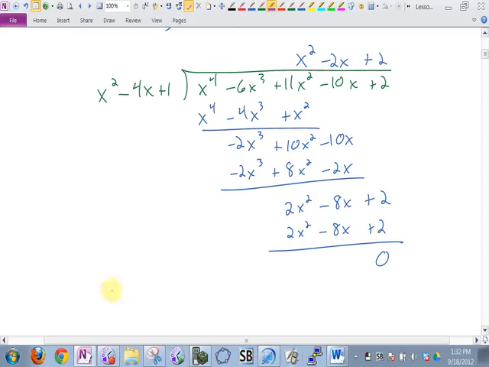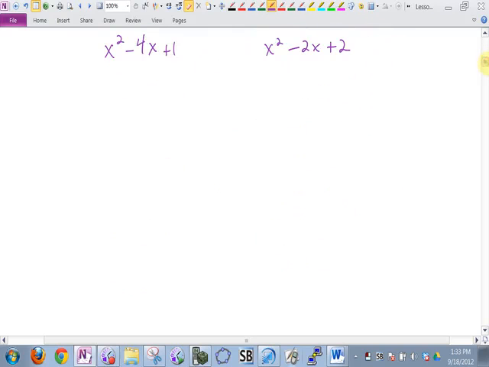All right, so here's what we have. I now have the 2 quadratic factors of this degree 4 polynomial. I know that x squared minus 4x plus 1 is the quadratic factor that gives me my what zeros? Irrational zeros. And this quadratic factor, x squared minus 2x plus 2, is the factor that gives me my imaginary zeros. That's great. So how do I actually find those zeros from these?